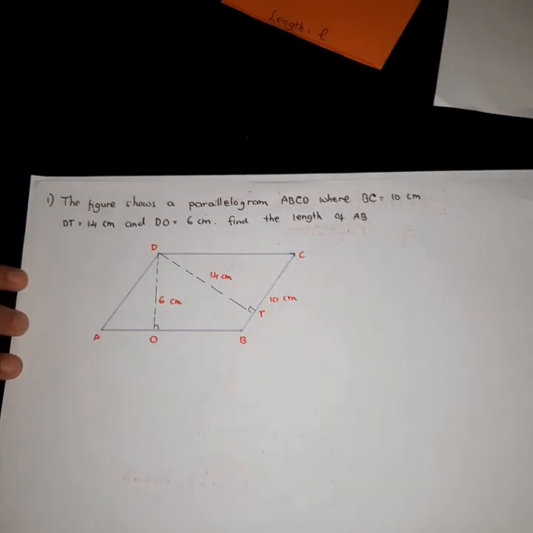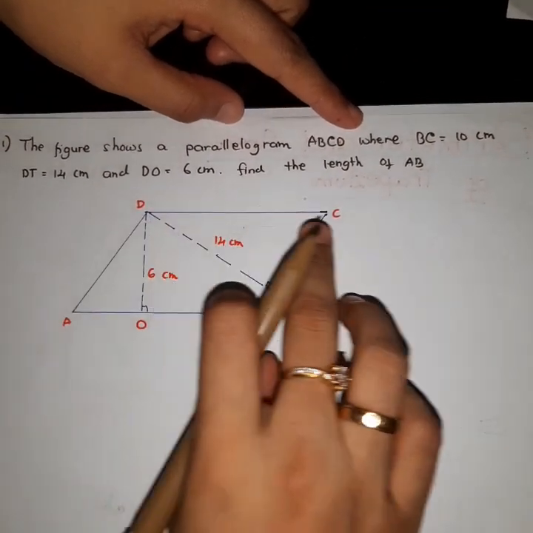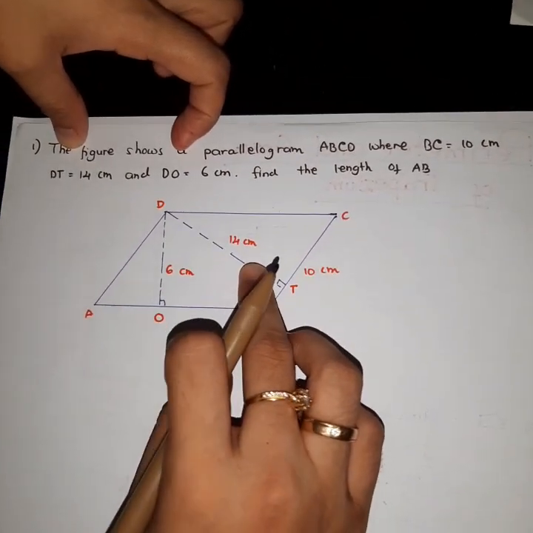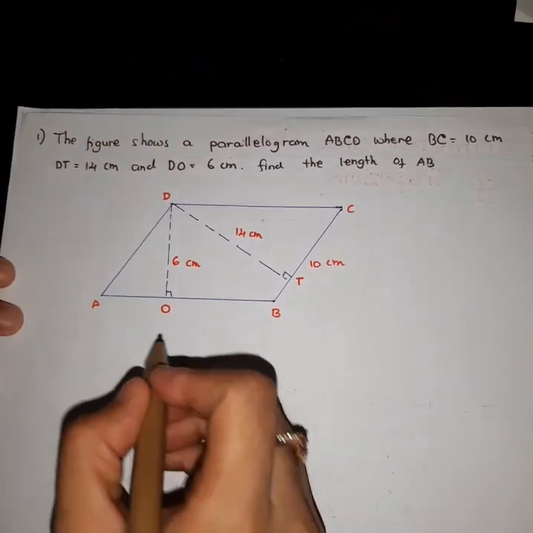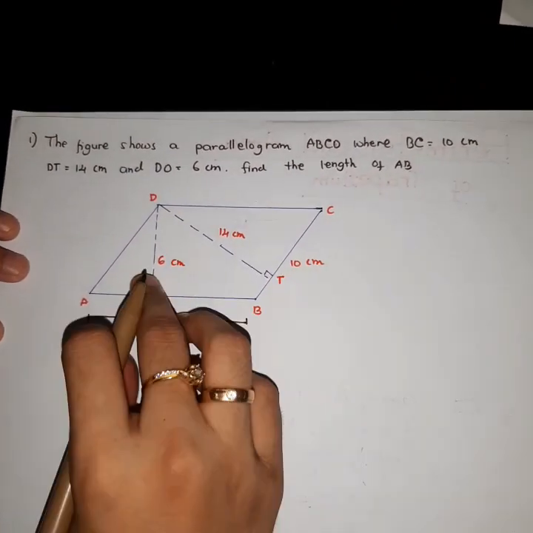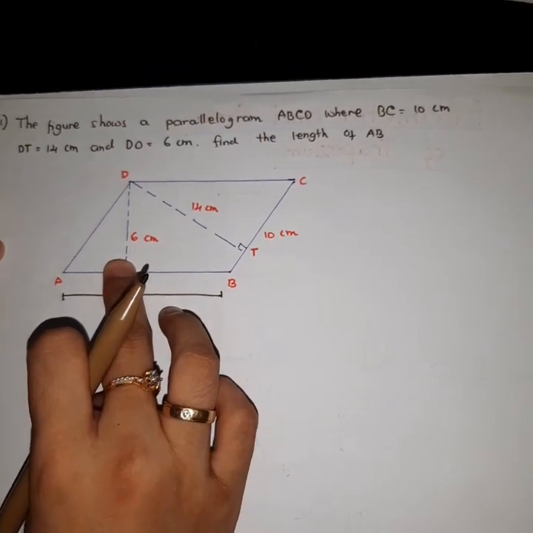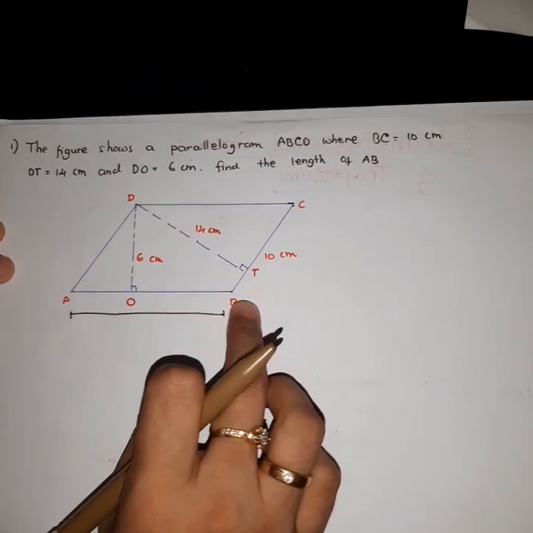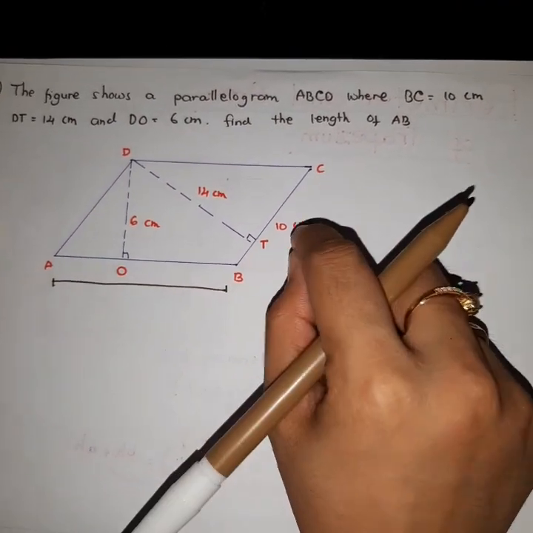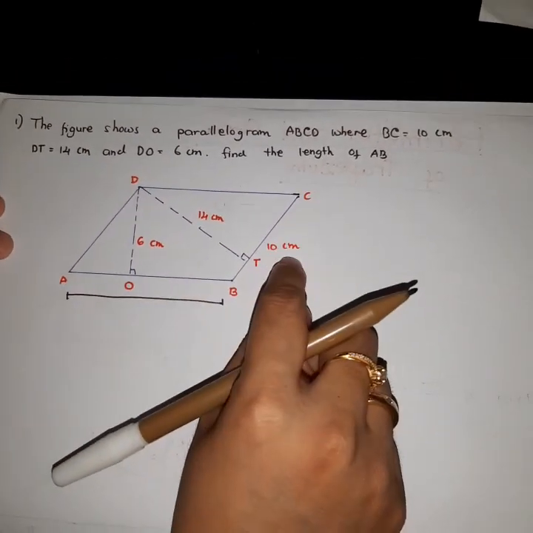So number 1 here: the figure shows a parallelogram ABCD where BC is 10 centimeters, DT is 14 centimeters, and DO is 6 centimeters. Find the length of AB. As you see here, we have two heights of this parallelogram. The first height, 6 centimeters, has the corresponding base AB. The second height, 14 centimeters, has the corresponding base BC, which is 10 centimeters. Now, how can we find the length of AB using this information?